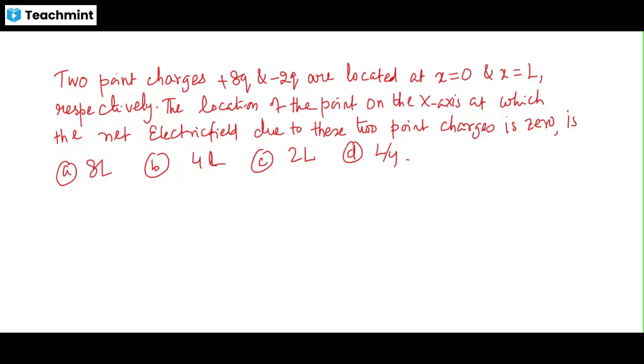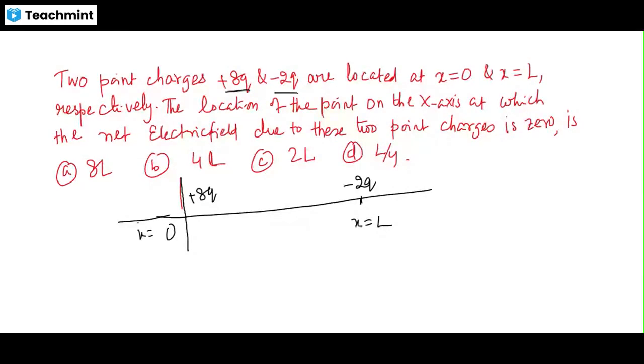Hello, dear students. The question is: given that +8 coulomb and -2 coulomb charges are located at x equal to 0 and x equal to L. Let us make a coordinate axis. Here it is, so x is equal to 0 and x equal to L. Here charge +8 coulomb and here charge -2 coulomb has been placed.